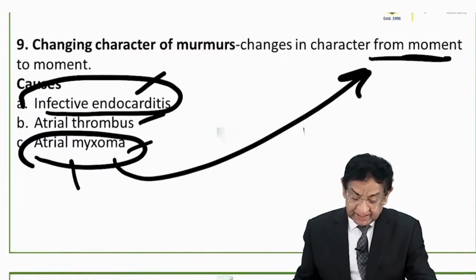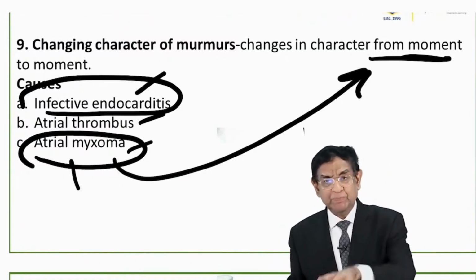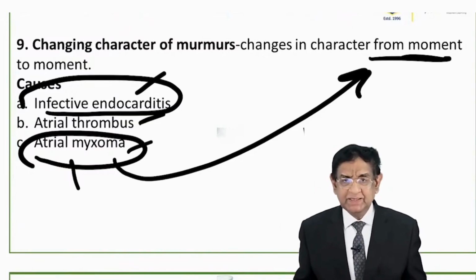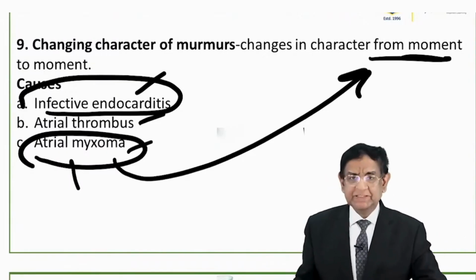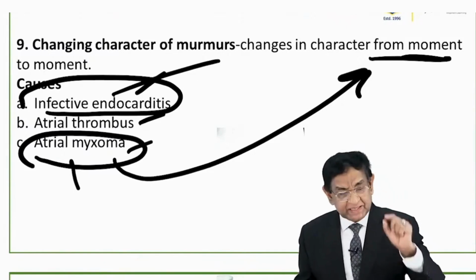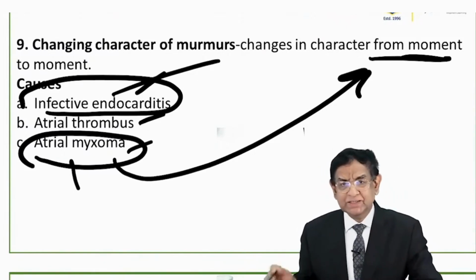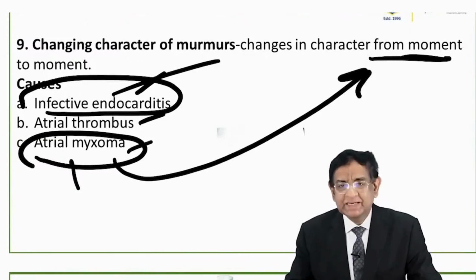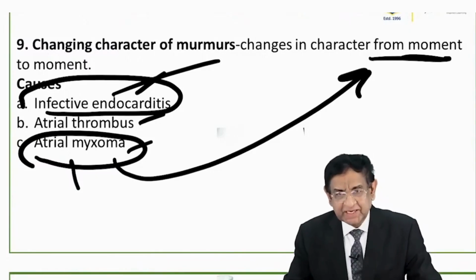Why I say in atrial myxoma, the patient lying supine, you auscultate, you get a murmur, you make him sit, it may disappear. This may occur moment to moment. In infective endocarditis, a changing character of murmur does occur, but it's not that lying supine is different, standing different. It's not so early, but yes, it is a changing character murmur. They do discuss, yes, it can happen.